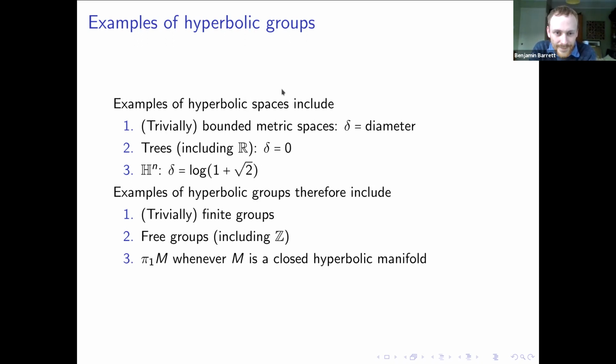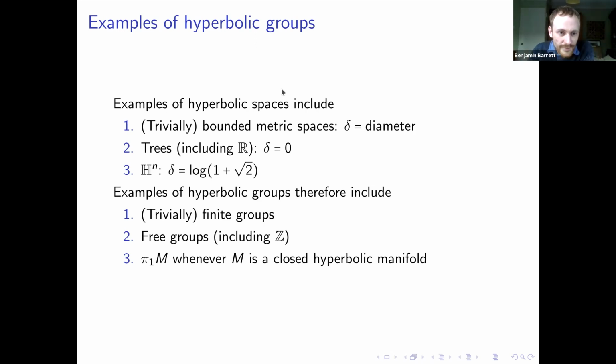And the reason for that is if you've got a closed hyperbolic manifold, then its universal cover is the hyperbolic space of the correct dimension. And so pi1 of the manifold acts geometrically on that universal cover by deck transformations. And so pi1 of M acts on the hyperbolic space of whichever dimension, which we've said is a hyperbolic space in the sense of delta hyperbolicity. So there are some groups.